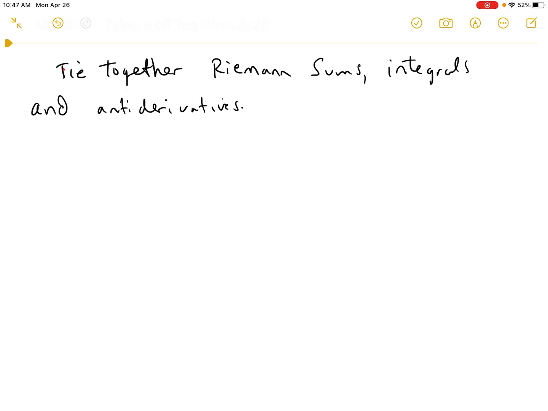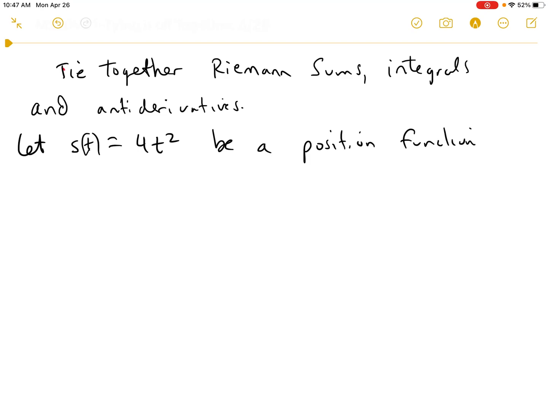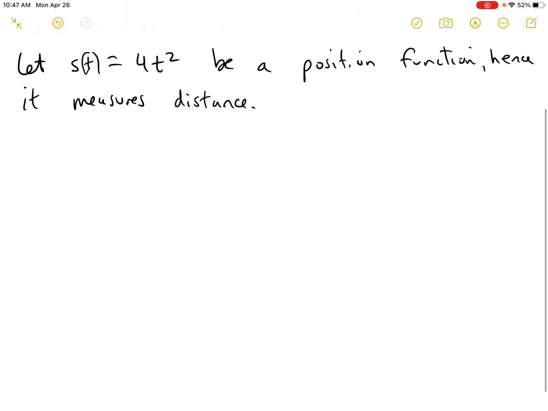All right, so here's what we're going to start with. We're going to let s(t) = 4t² be a position function. Hence it measures distance. We're going to look at the graph of this here.